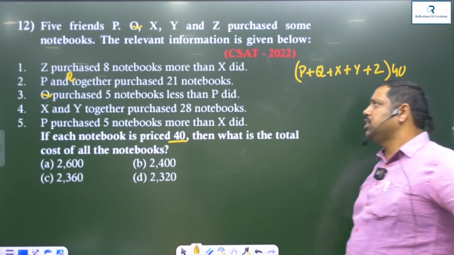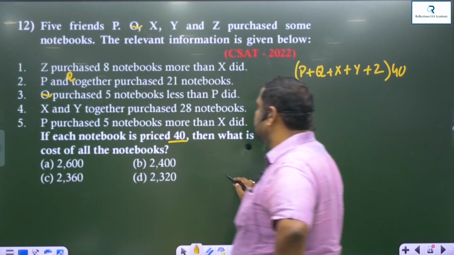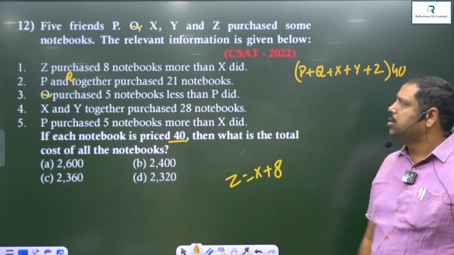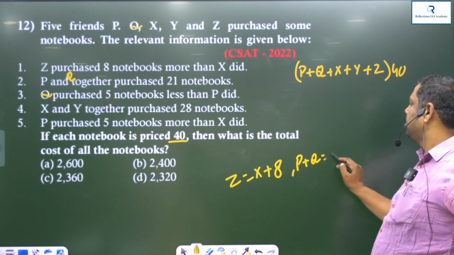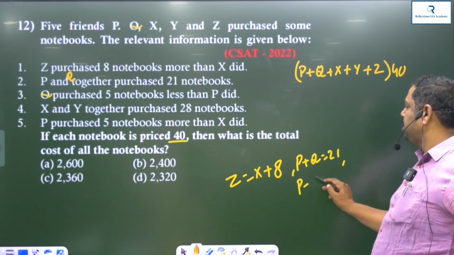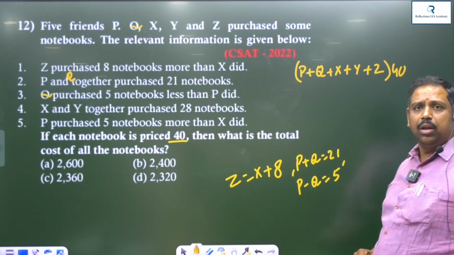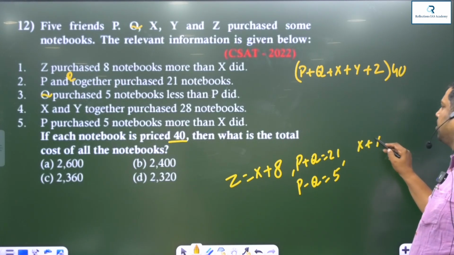Okay. Now come to the statements. Z purchased 8 notebooks more than X. Z purchased 8 notebooks more than X, right? P and Q together purchased how many notebooks here? 21. Q purchased 5 notebooks less than P. Means P minus Q is equal to how much here? 5. Yes or no? And next statement. X and Y together purchased how many notebooks here?